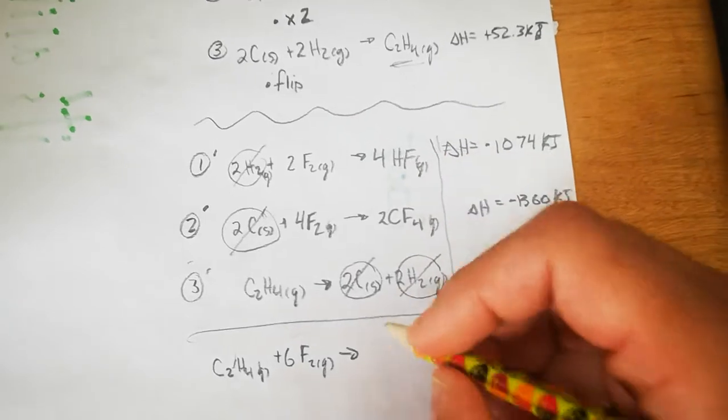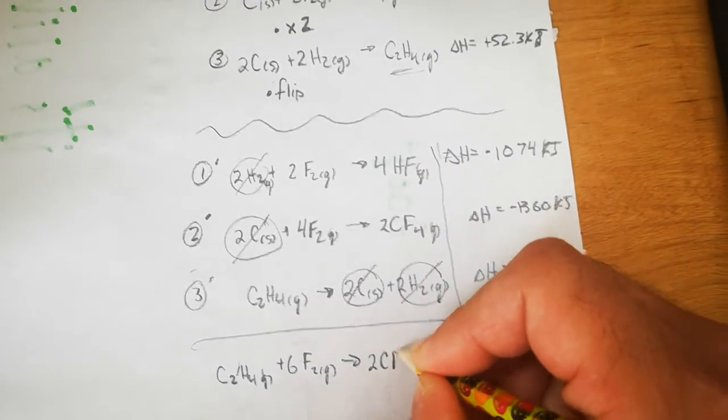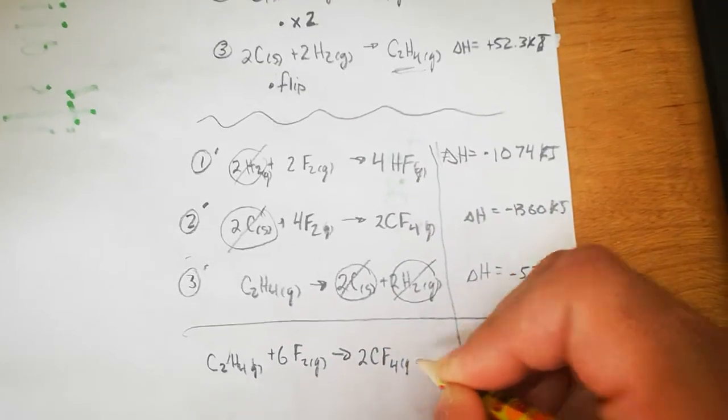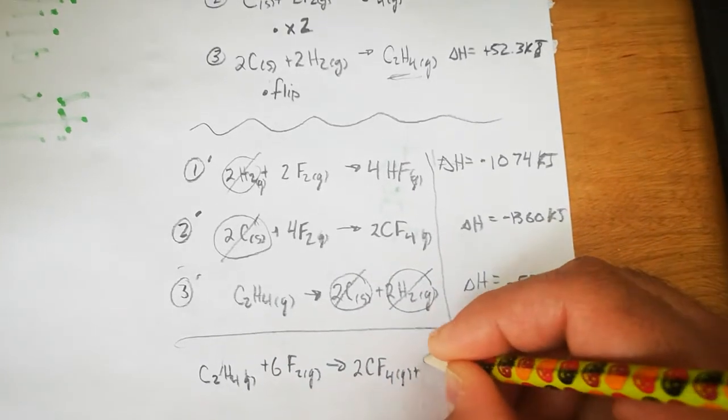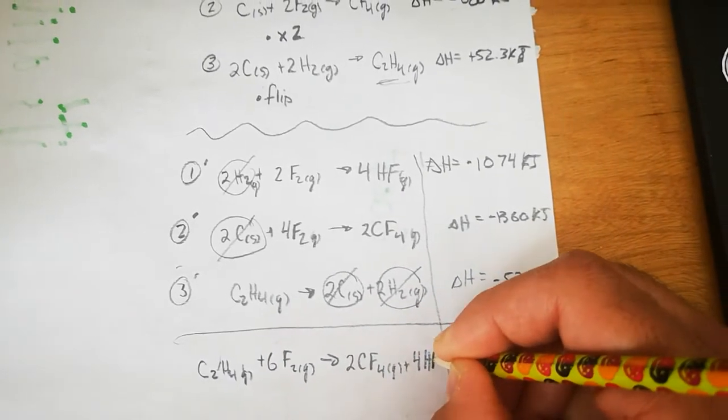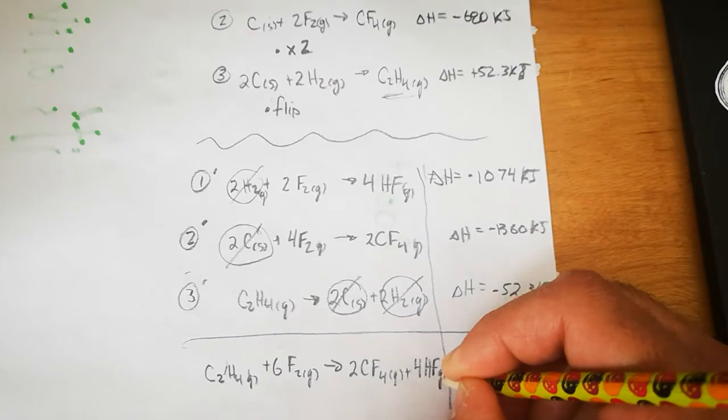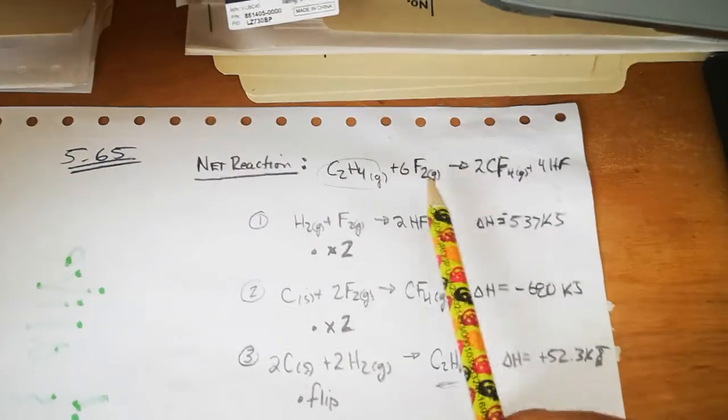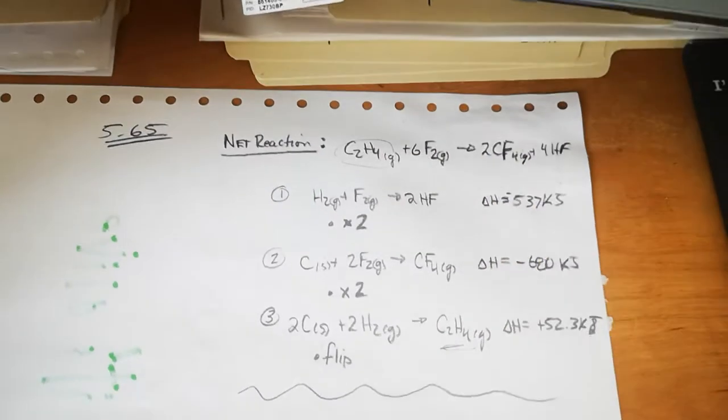So we sum together all of our reactants. We sum together all our products. So here we've got 2 molecules of carbon tetrafluoride and 4 molecules of hydrofluoric acid, or hydrogen fluoride gas. This is this, so you know you've done good. Now we just have to sum all these together.